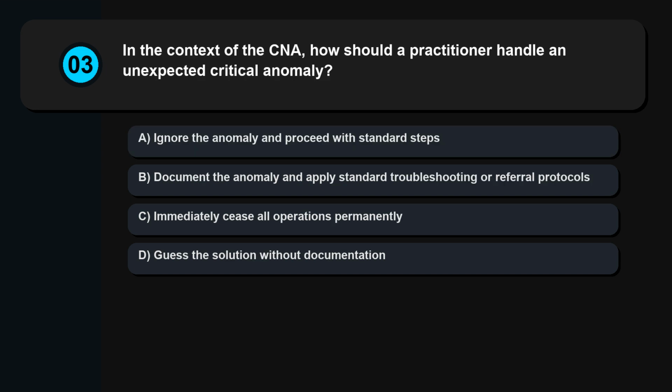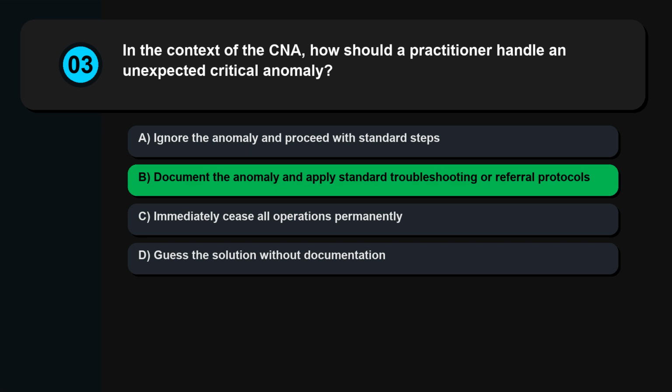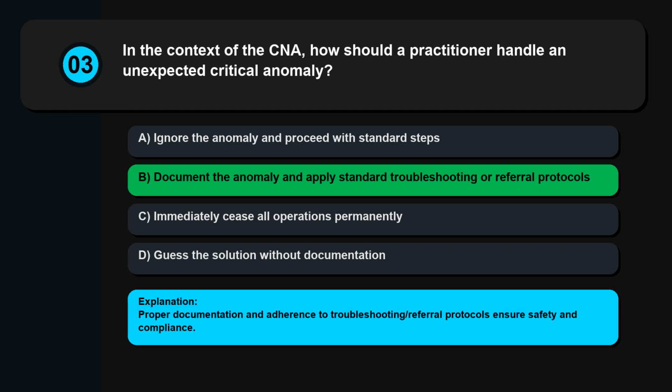Question 3. In the context of the CNA, how should a practitioner handle an unexpected critical anomaly? Ignore the anomaly and proceed with standard steps. Document the anomaly and apply standard troubleshooting or referral protocols. Immediately cease all operations permanently. Guess the solution without documentation. Proper documentation and adherence to troubleshooting and referral protocols ensure safety and compliance.